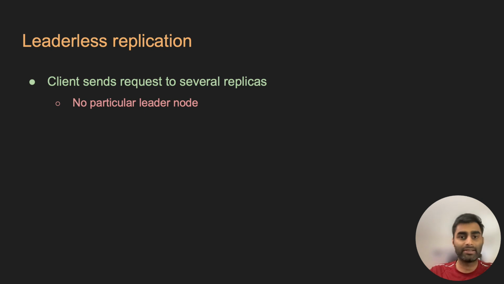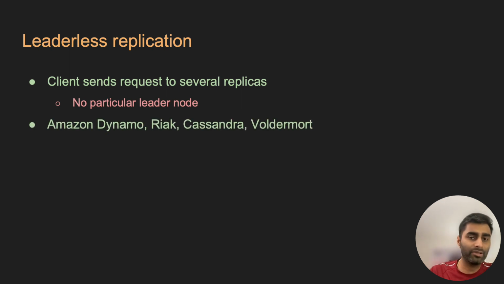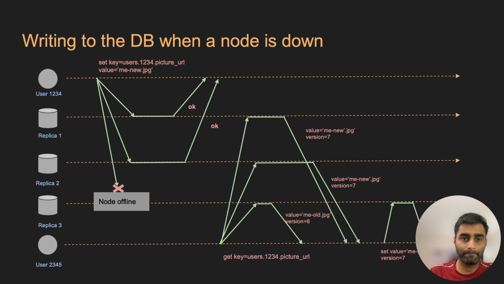Now, some data storage systems take a different approach and totally abandon the concept of a leader, and they allow any replica to directly accept writes from the client. So that's called leaderless replication. Amazon used this for the in-house Dynamo system. Cassandra and Voldemort DB are open source data stores which have leaderless replication. They are also inspired by Dynamo. So these kinds of databases are known as Dynamo style DBs.